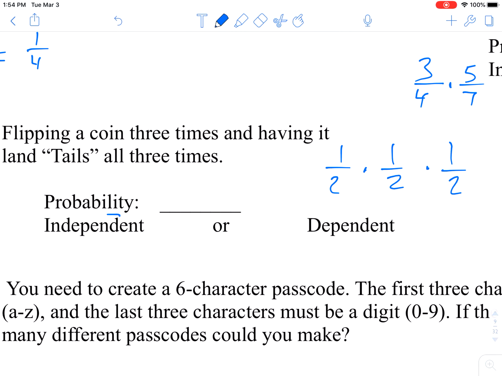So that means that this is independent. The events are all independent of each other. So 1 times 1 times 1 is simply 1. But 2 times 2 times 2 is 8.